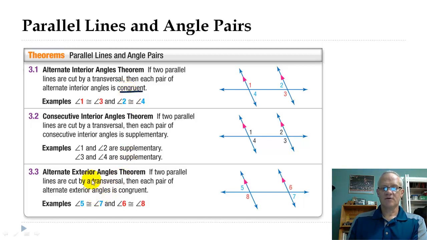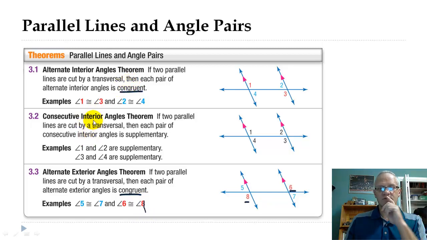Let me jump down to the last one here. I'll come back to the middle one in a second. Alternate exterior angles. Remember, alternate exterior angles have to be exterior, and they have to be on opposite sides of the transversal. So, for example, 8 and 6 are alternate exterior angles. And guess what? Alternate exterior angles are congruent. They're also congruent.